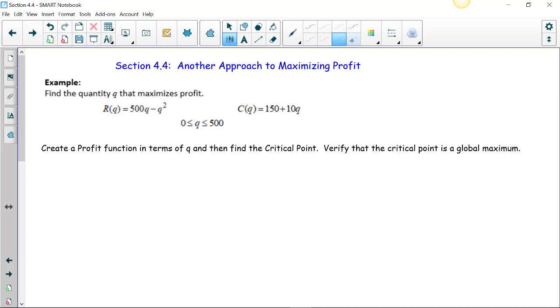So what I'm going to do is let you try this on your own. You're trying to find Q that maximizes profit, which means you need a profit function in terms of Q. If you want to find a maximum, then you need the derivative and the critical point, and then you need to verify that it produces a global maximum on this interval. So go ahead and stop the video and give it a try.